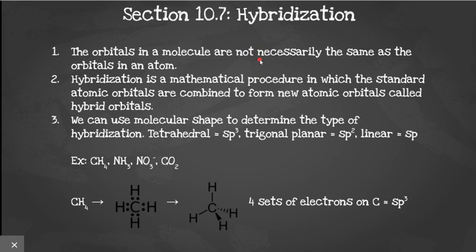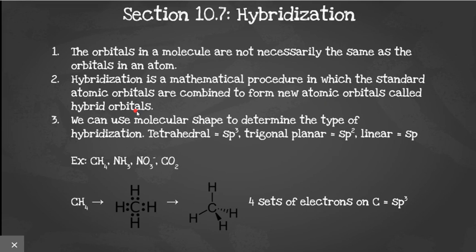So for hybridization, the orbitals in a molecule are not necessarily the same as the orbitals in an atom. We talked about s, p, d, and f orbitals in an atom. When you put them together to make a molecule, those s, p, d, and f orbitals change, and we get hybridization. Hybridization is a mathematical procedure in which the standard atomic orbitals are combined. So we're going to combine s and p orbitals to form new atomic orbitals called hybrid orbitals.